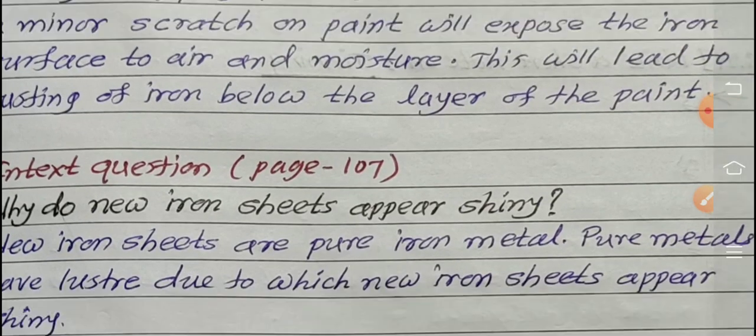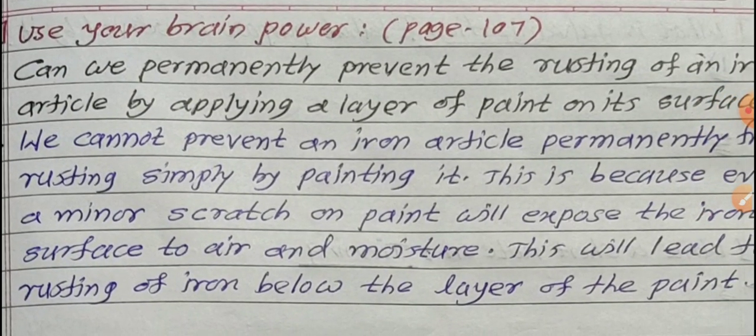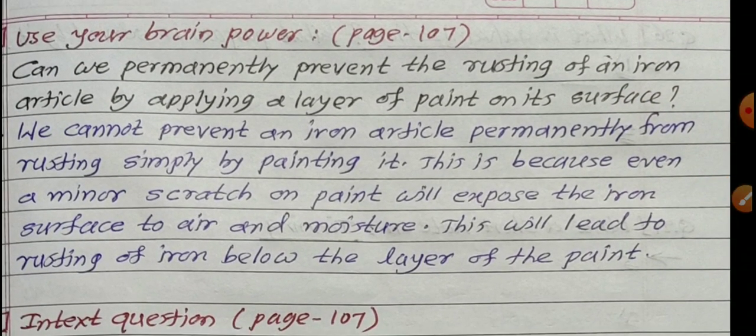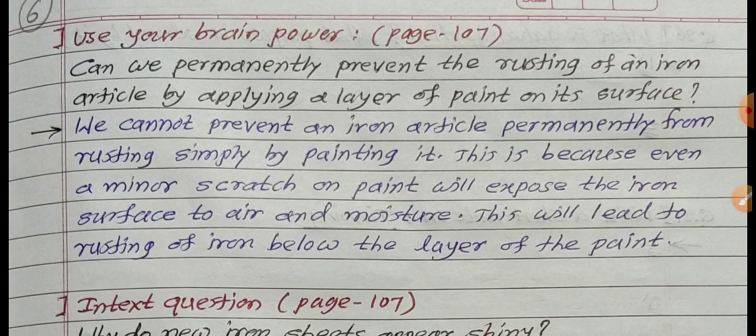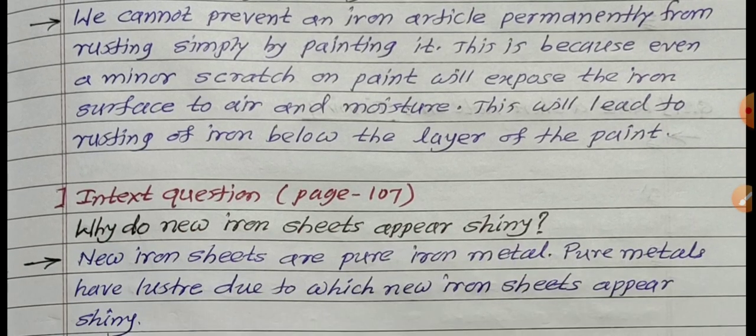See here. What is the first one? So the answer: we cannot prevent an iron article permanently from rusting simply by painting it. Not possible. This is because even a minor scratch on the paint will expose the iron surface to air and moisture. This will lead to rusting of iron below the layer of the paint. Getting? Come back to page number 107 again.